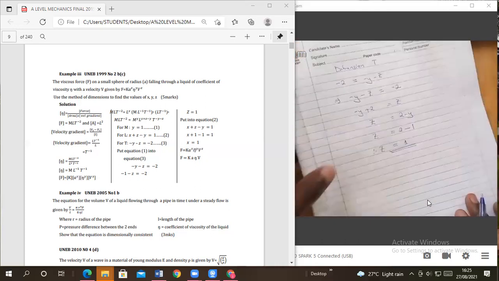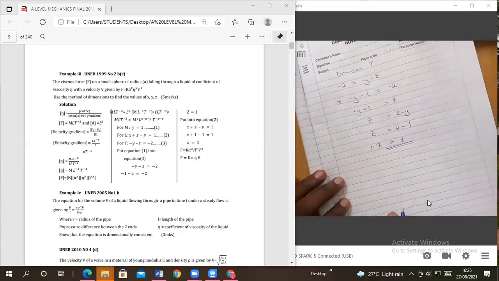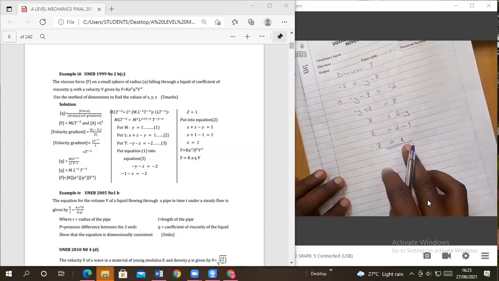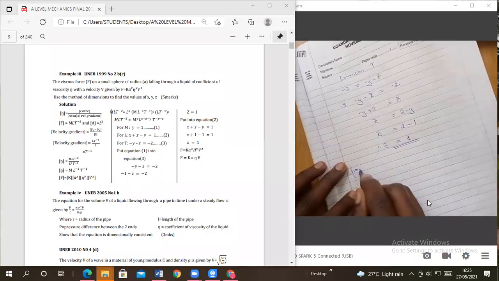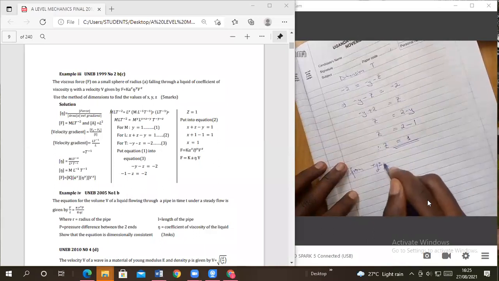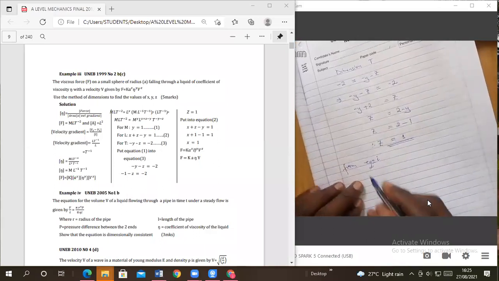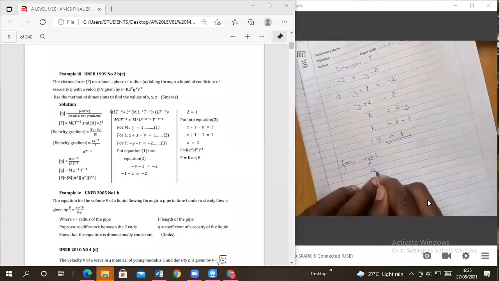Are you together, members? Have we answered all the questions? We have got Y and Z. What is remaining? X, not so? From which equation is that? From equation 1. What is the equation, please?